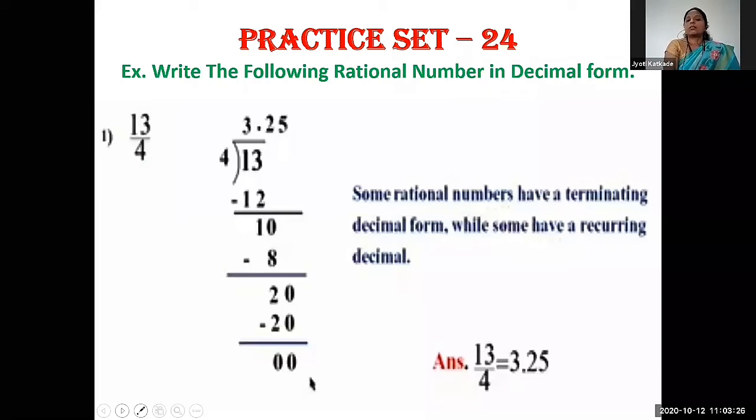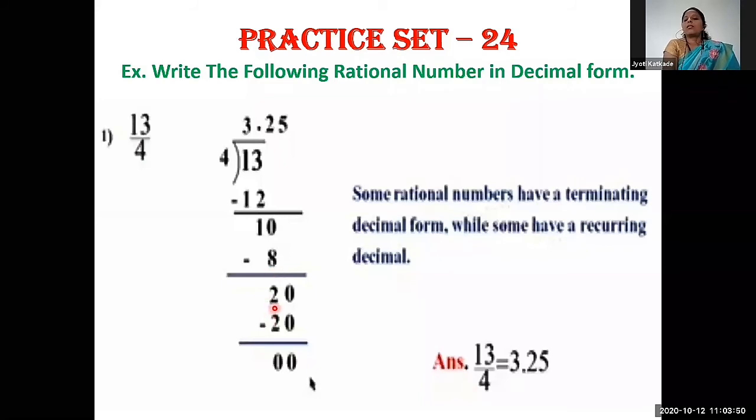We get 1. 1 is not divisible by 4, so take a decimal point after 3. Then we get 10 there. Now, is there 10 in the table of 4? No. So take the nearest value, that is 4 2s are 8. Minus 8 from 10, we get 2.